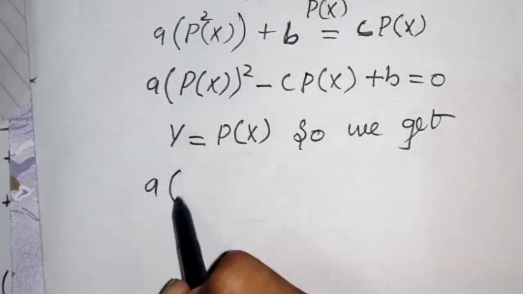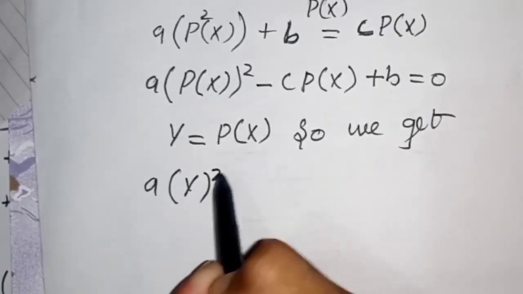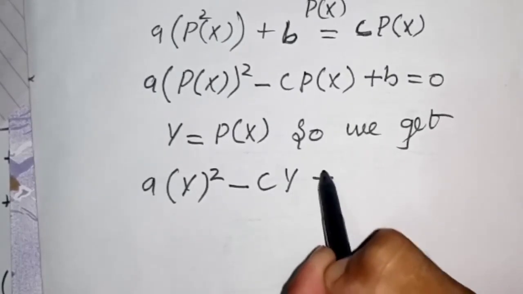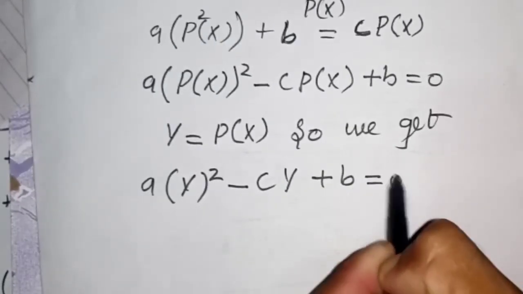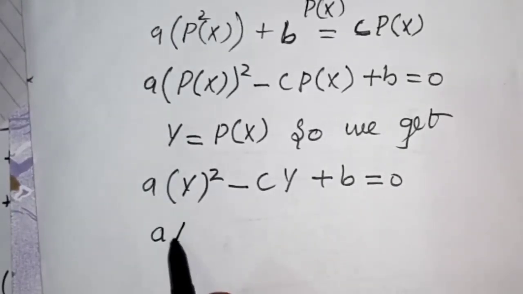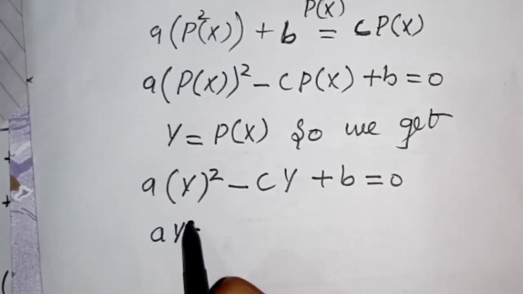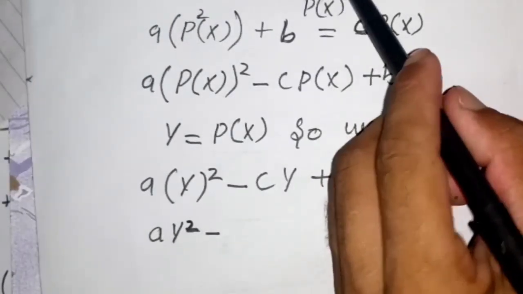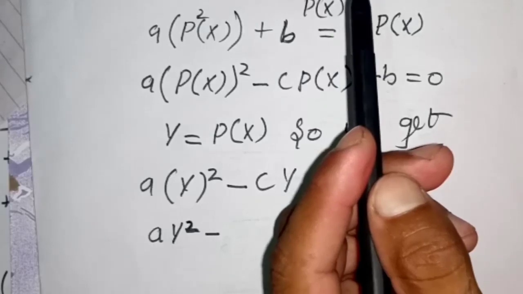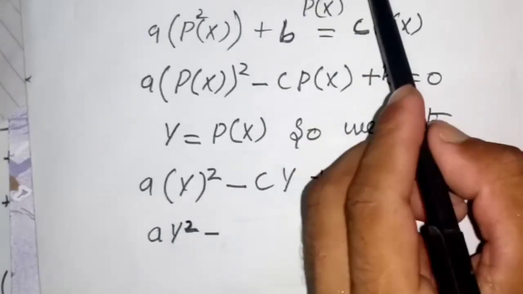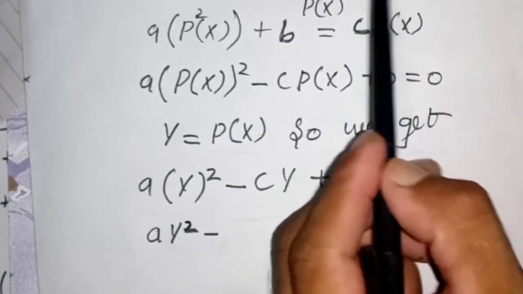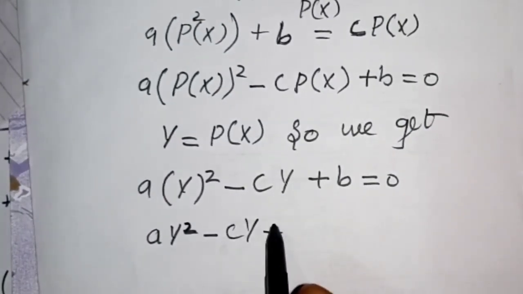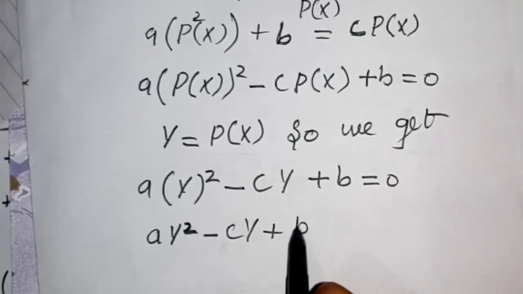a·y² minus c·y plus b is equal to 0. So this is the quadratic equation. We reduced the given equation, which is not in quadratic form, into a quadratic equation, and now we can solve this kind of equation.